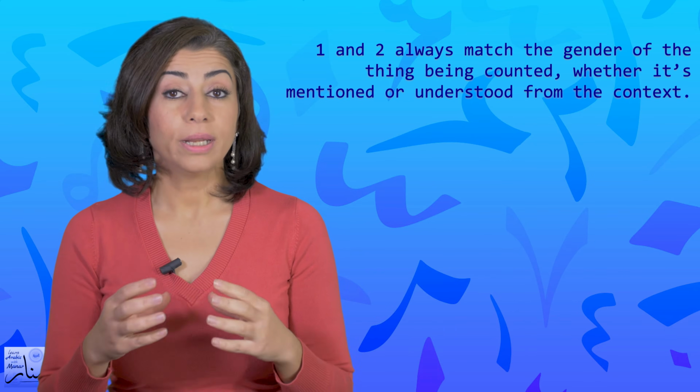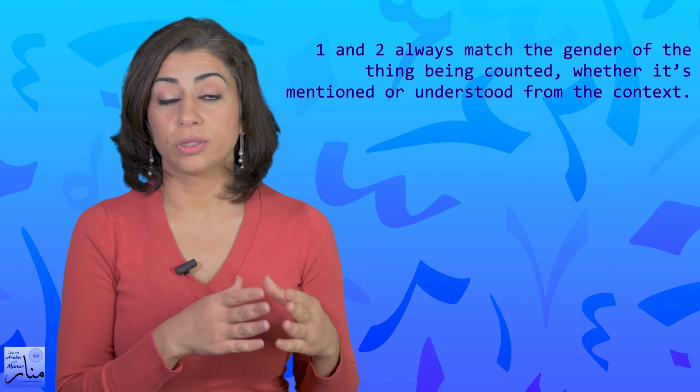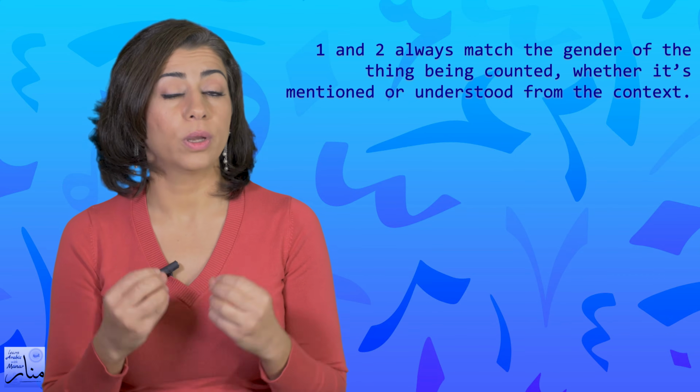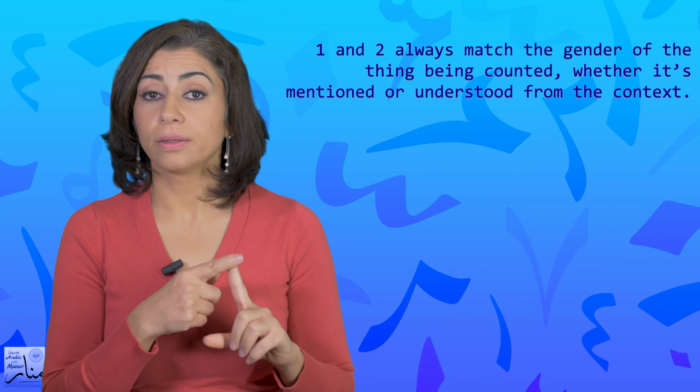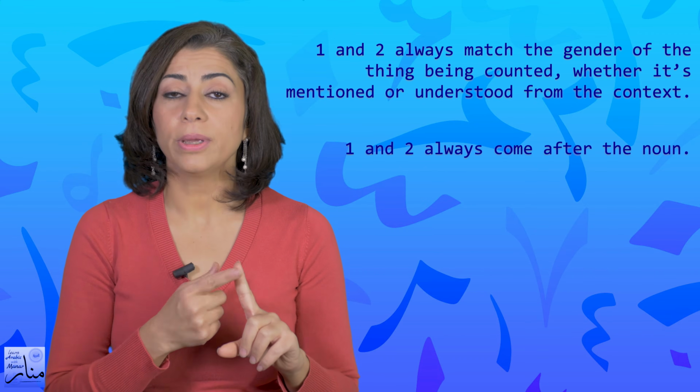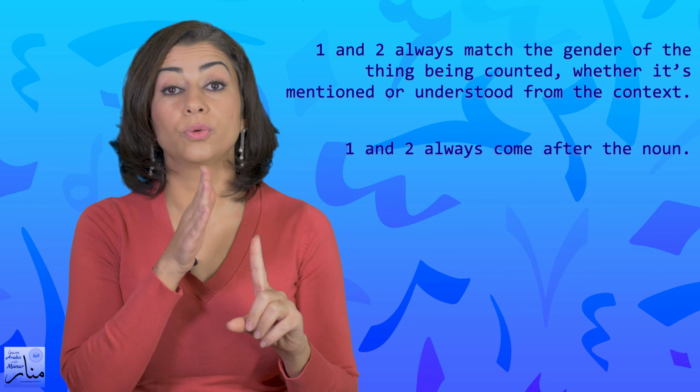Let's start by talking about the numbers 1 and 2 because they have similar rules. 1 and 2 always match the gender of the thing that we are counting. Second thing, they always come after the thing that we are counting.